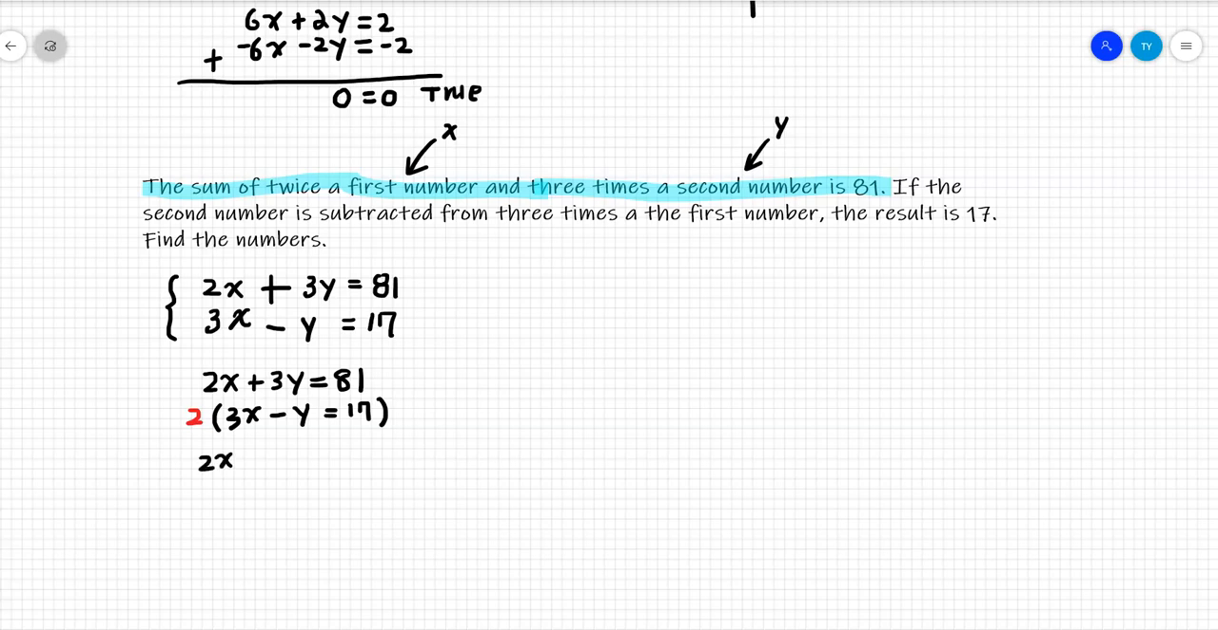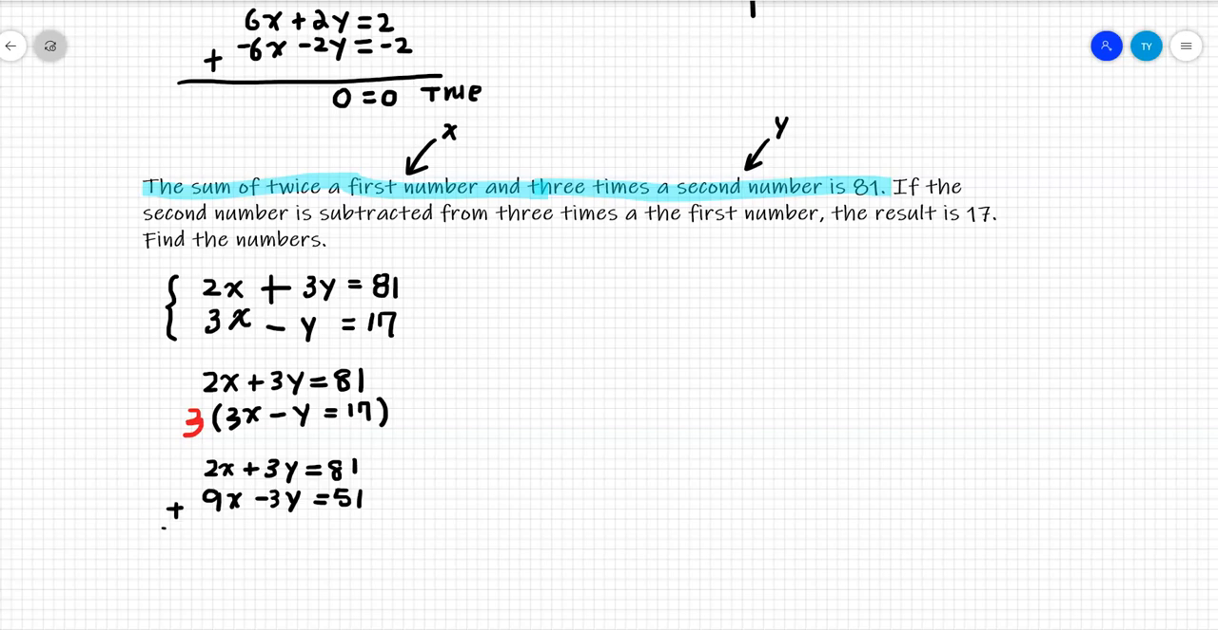All right, let's do that. I'm talking about 3, not 2. We have to multiply this by 3, right? Because 3 times minus y, you get minus 3y. So I have 2x plus 3y equals 81. Then I have 9x minus 3y equals 51.